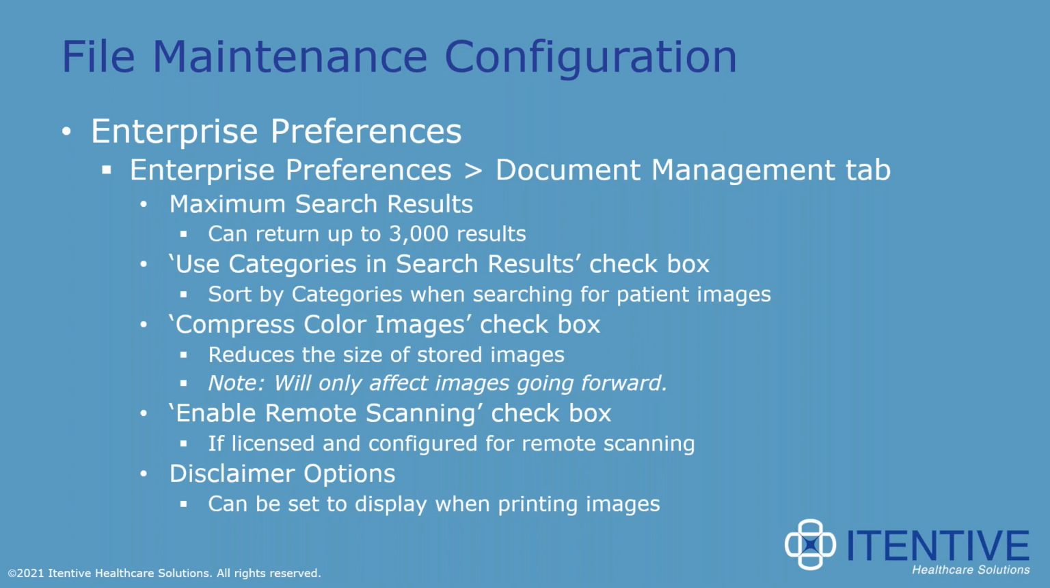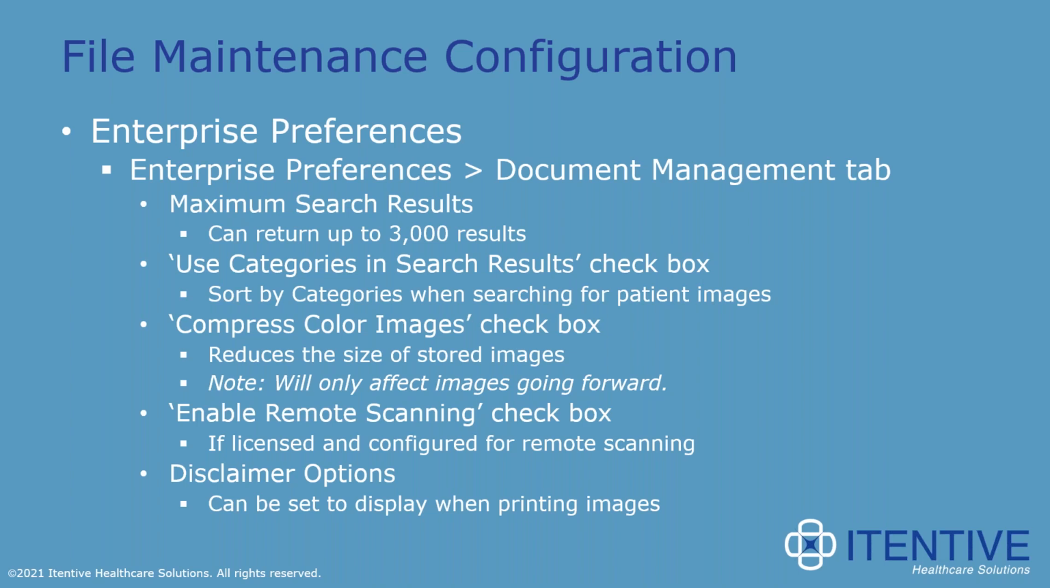Another option that you can set here in Enterprise Preferences is to enable using categories in search results. This can help to further group those search results in document management to help users find the scanned image that they're looking for.